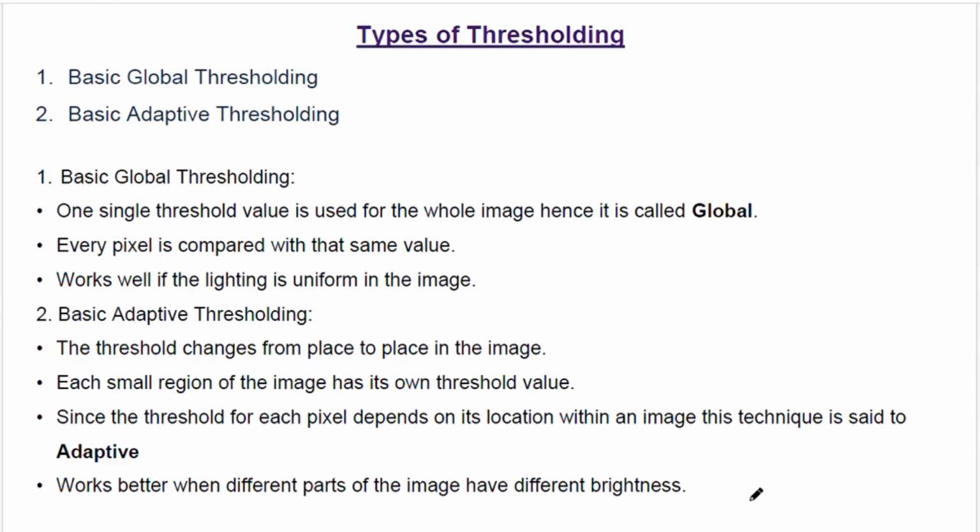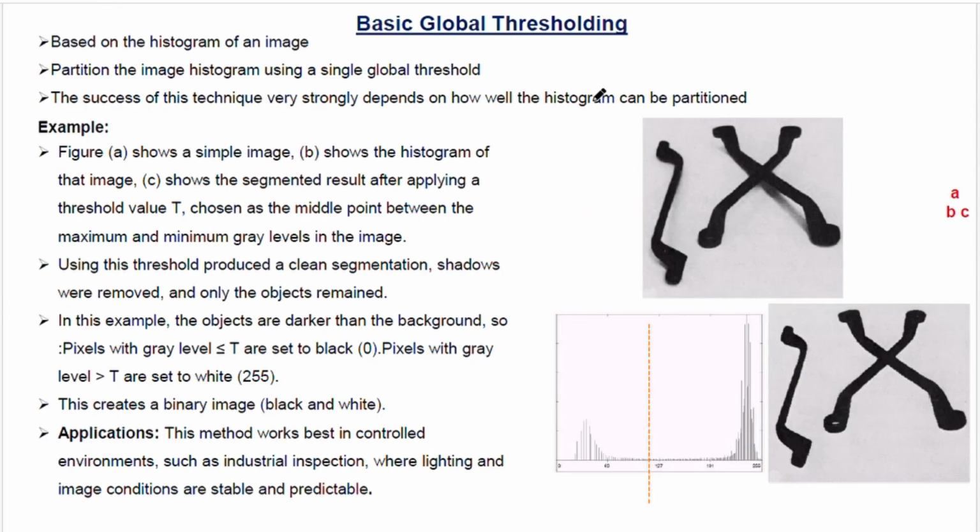Now we'll move in detail to basic global thresholding. Whatever the type of thresholding, thresholding is based on the histogram. Only then can we do the thresholding in a perfect way. Partitioning the image histogram using a single global threshold is called global thresholding. The success of this technique depends very strongly on how well the histogram can be partitioned. See this example: how well the histogram can be partitioned means how well you choose the threshold. If you have chosen a good threshold, you have partitioned the histogram in an effective way, meaning you separated the object and background.